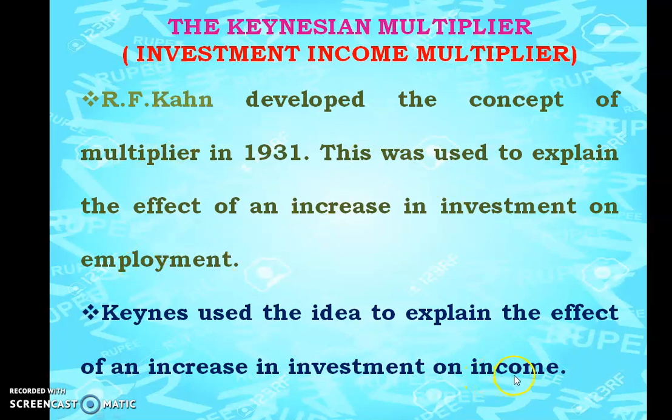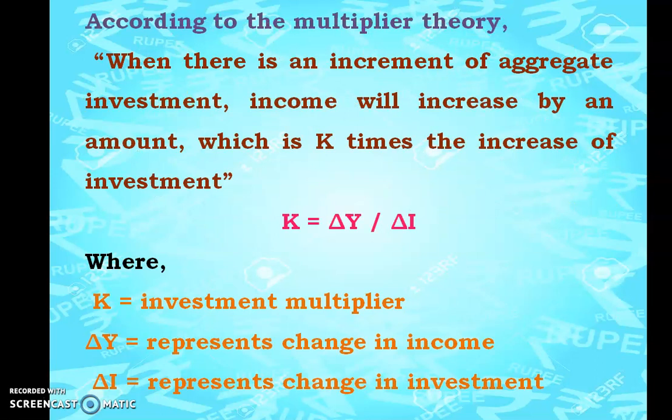Coming to Keynes, he explained the changes in investment and how it is going to change income. That was the change Keynes took into consideration. According to the multiplier theory, when there is an increment of aggregate investment, income will increase by an amount. So if you increase your investment, your income will also increase.